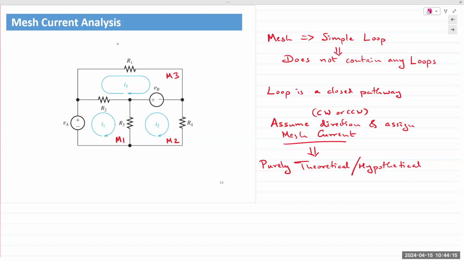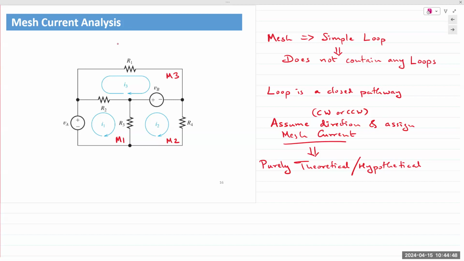As you go along in engineering studies, even in your own fields, when you do an analysis for any structure, for any machinery, for any machines, you always make certain assumptions. These assumptions are what allows us to actually solve engineering problems. It's the same case with electrical engineering. These assumptions allow us to solve for our circuit variables. So again, mesh currents are hypothetical. They are purely theoretical. They do not exist in real life.